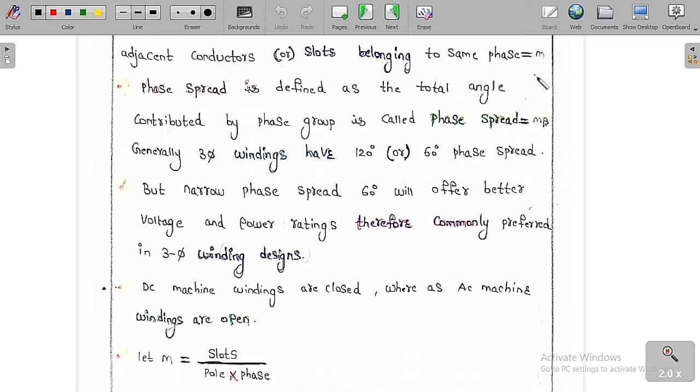So phase group or phase belt is defined as the number of adjacent conductors or slots belonging to the same phase. See, suppose two adjacent slots have windings of the same phase, then we can say m is equal to 2. Suppose three slots adjacent to each other have the winding of the same phase R, then we can say m is equal to 3.